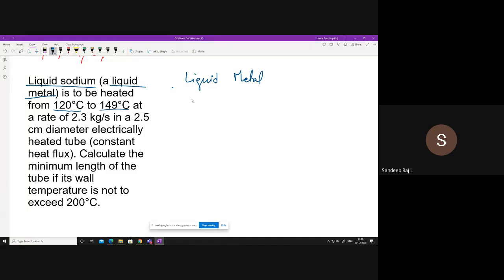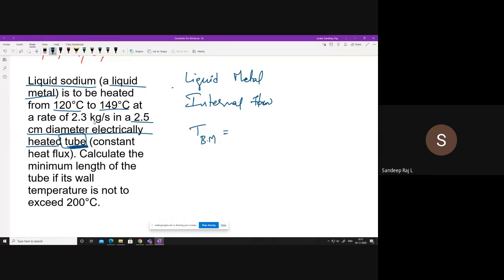So next thing to do is in an internal flow problem, because a 5 centimeter diameter electrically heated tube has been written. It's the tube, so it is an internal flow problem. Once you understand that it is an internal flow problem, what is the next thing to do? I have to find out the bulk mean temperature.